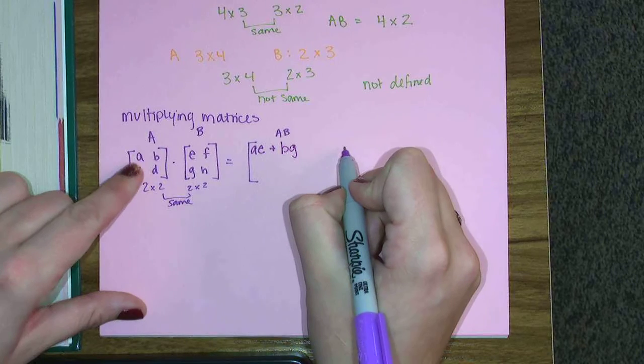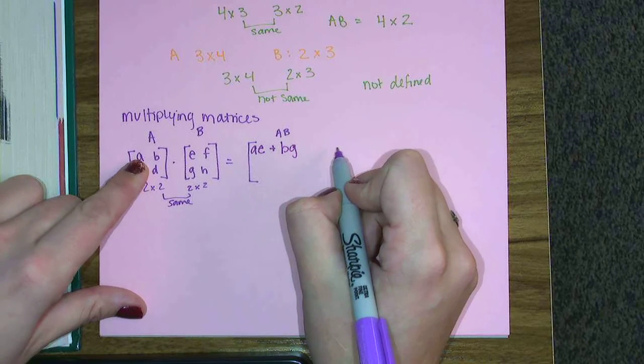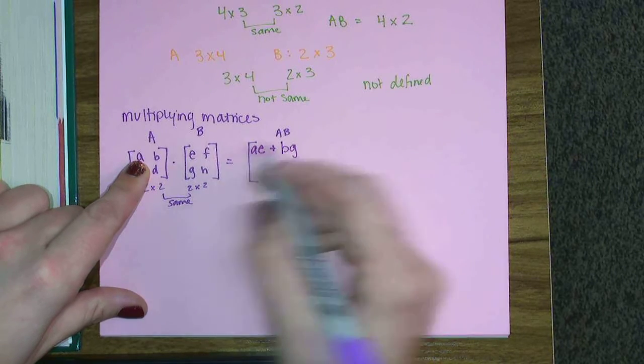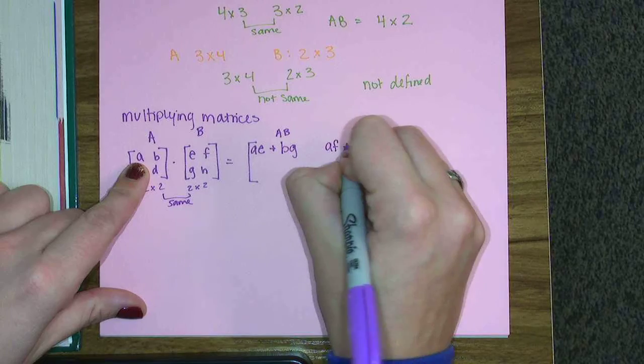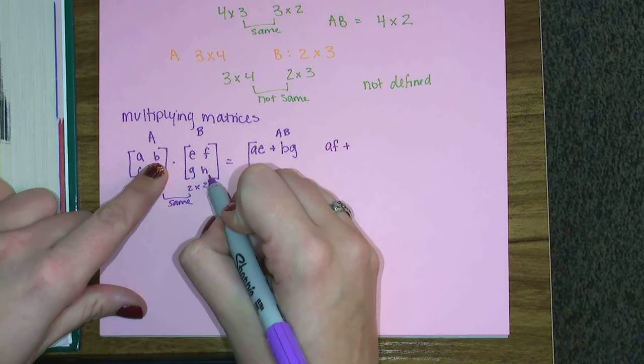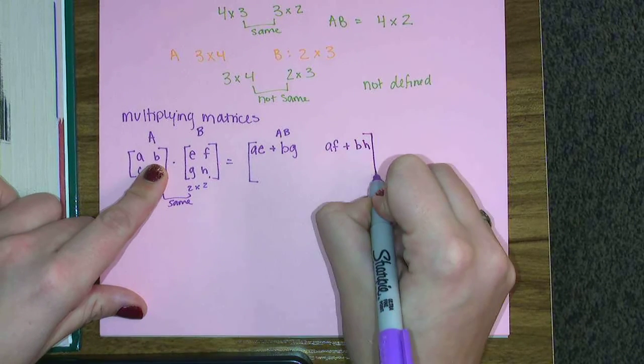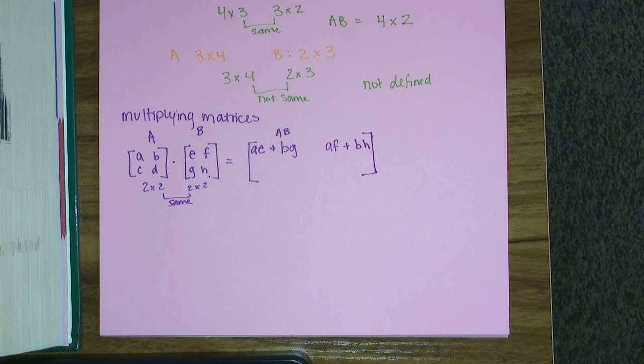Then you're going to come over here, and now we have A times F, so the first row times the second column. So it's going to be A times F plus B times H. Okay, and this is just a pattern. You're just going to have to memorize that this is how the pattern works. Okay? This isn't something that just clicks naturally. Okay, just make sure you're really careful when you're following it to make sure that it is working.